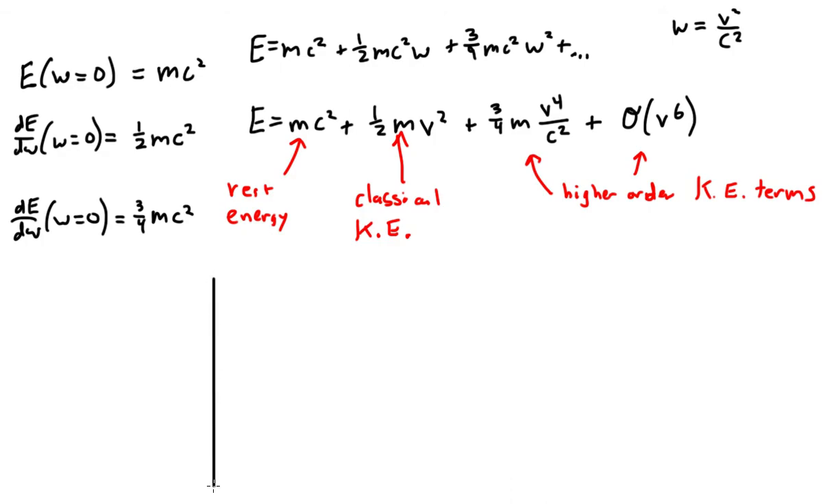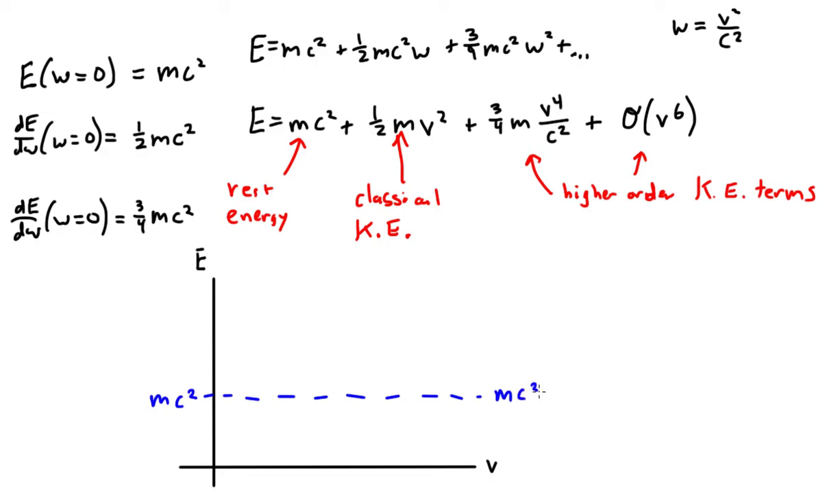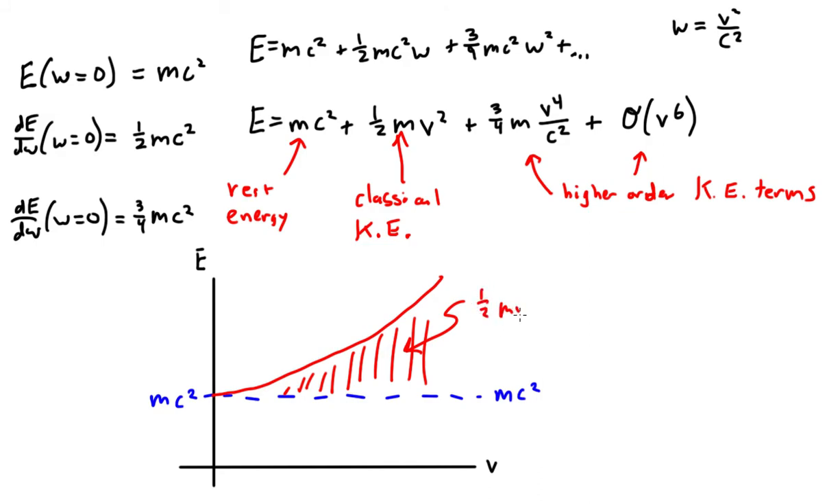Okay, so let me sketch out a plot here. This is total energy versus v. What you would have is this dotted line here, which represents mc squared. And then as you gain kinetic energy, I'll do the kinetic energy in red. Basically this region that I'm shading red is the kinetic energy, the classical kinetic energy of 1/2 mv squared.